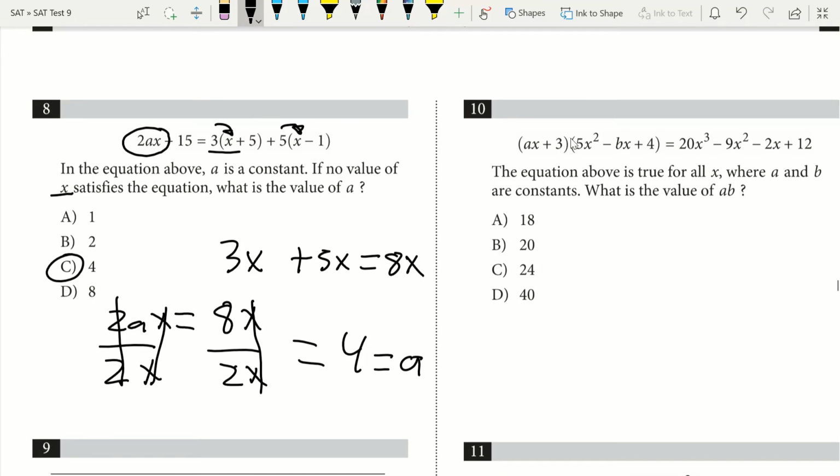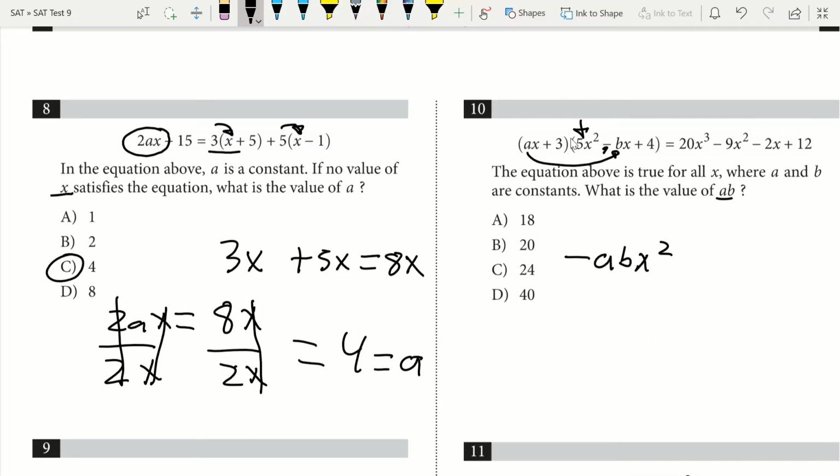Question 10. The equation above is true for all x where a and b are constants. What is the value of a times b? So this is similar to question 8 in that we have a times b, and we have an x on each one. And we have a minus sign right here as well. That means I'm going to have minus abx squared.